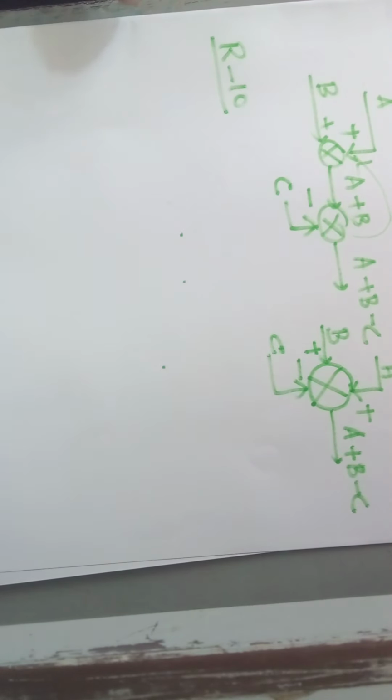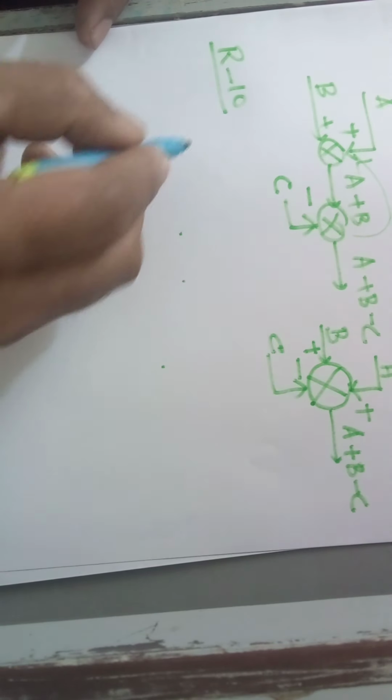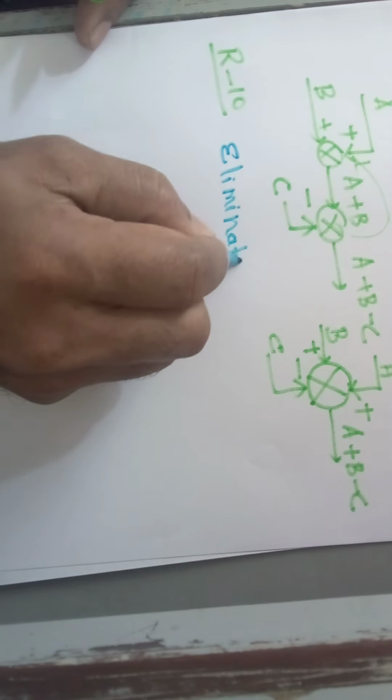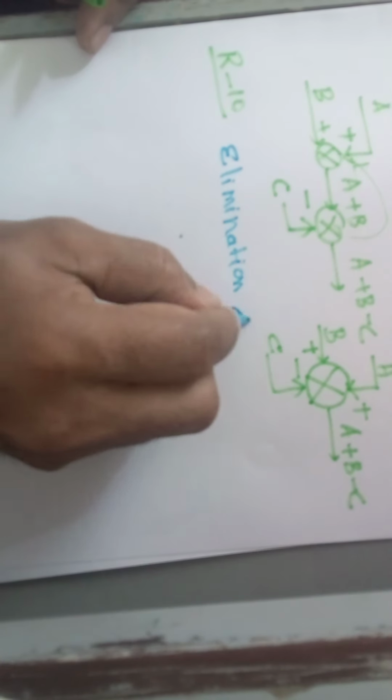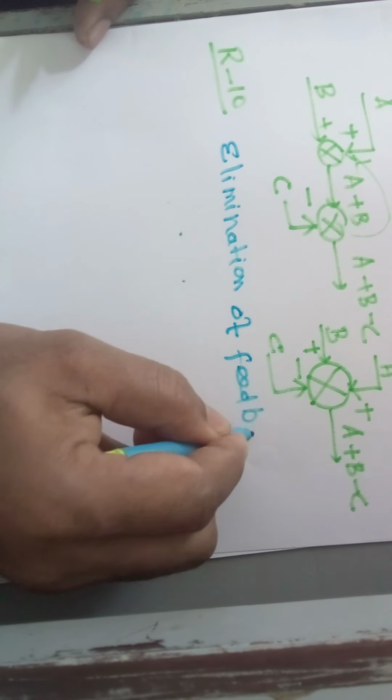Rule number 10 is nothing but elimination of negative feedback. This is one of the very important reduction rules, elimination of feedback path. So you know, in a closed loop system, feedback will be there. Okay, elimination of feedback path.